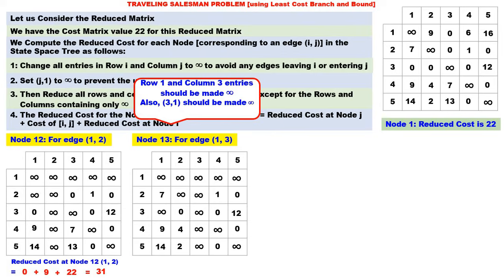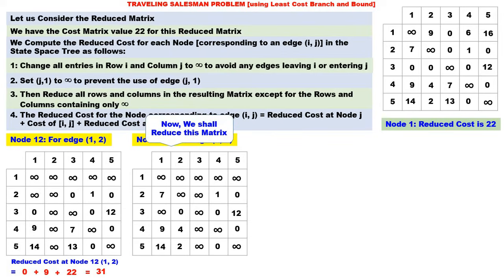After this, we have to do row reduction and column reduction. Yes, we will reduce this matrix. Consider the first row, all elements are infinity, no need of doing anything. Second row, 0, so no change in the second row. Third row, 0, no change. Fourth row, minimum element is 0, no change. Fifth row, minimum element is 0, no change.